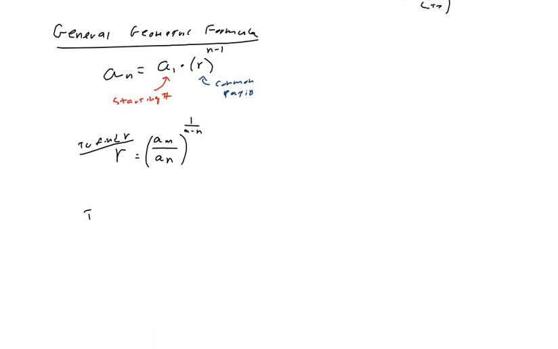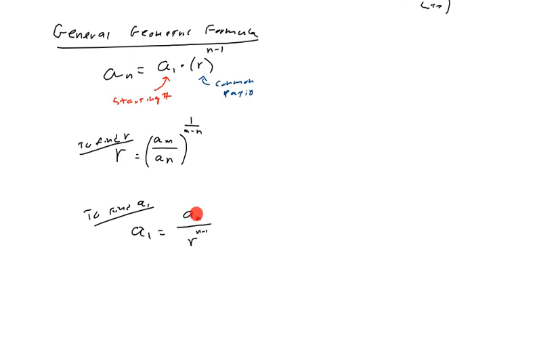You also have the ability to find the first term, a1. And we know that a1 is equal to a sub n divided by r to the n minus 1. It's basically this same formula here, except we solve for the first term. So we divide both sides by this r, move it over here. We have a1, the first term.